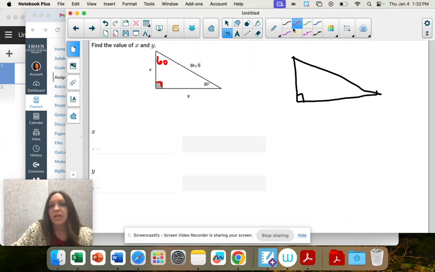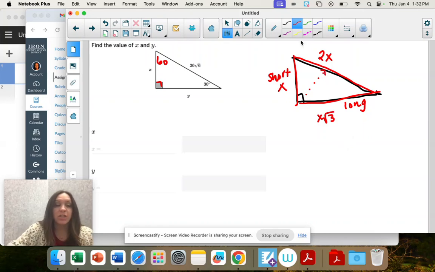So the short leg, if we call that x, the hypotenuse would be that value times 2. It's double the size. And then the long leg, we would take our original value x and then times it by the square root of 3. That proportion happens every time. That's why this triangle has a name, the 30, 60, 90.